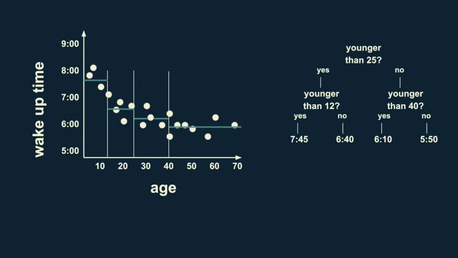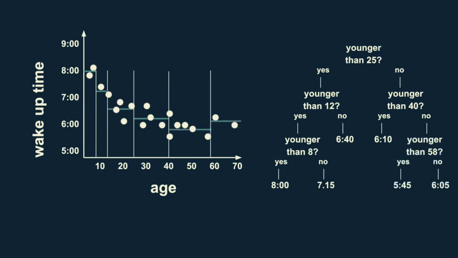There's still a lot of variation in the youngest group, so we can further subdivide it. By slicing again on age 8, we can refine the estimates to more closely fit the data. We can also subdivide the 40 to 70 group on the 58-year line. Notice that we're getting to where we only have 1 or 2 data points per leaf of our tree. This is a dangerous condition and can lead to overfitting, which we'll talk more about in a minute. The resulting tree lets us make a numerical estimate depending on someone's age.